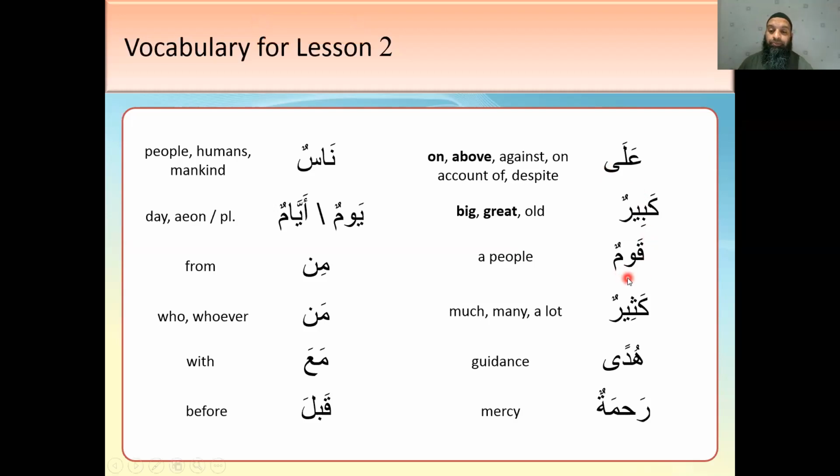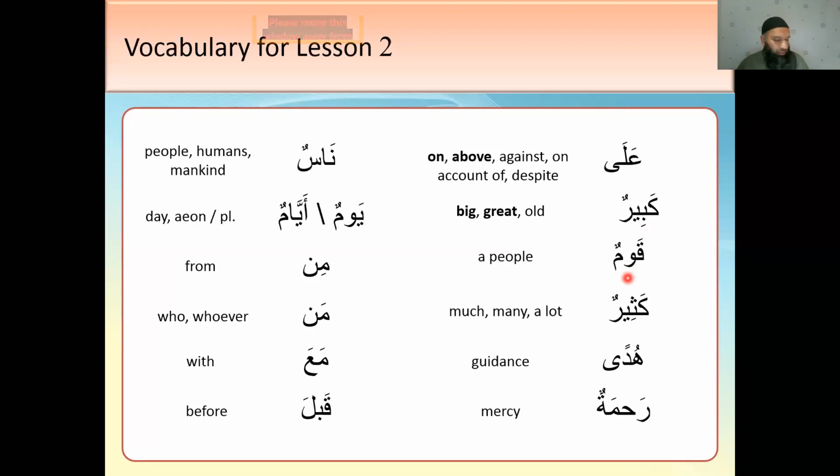Qawmun means a people. Coming in the Quran 400 times, around there. Qawmun. A person instead of people? A people. No, it means like a nation. People. Oh, like that, okay. Like a nation. A people. Qawm of Lut. Qawm Lut. Yeah, the people of Lut.